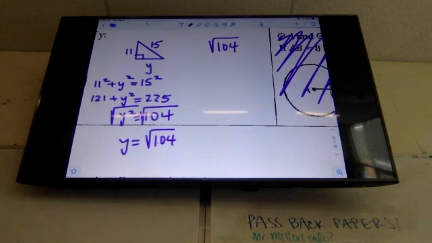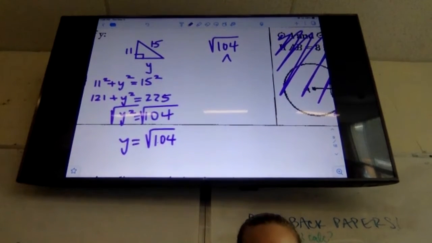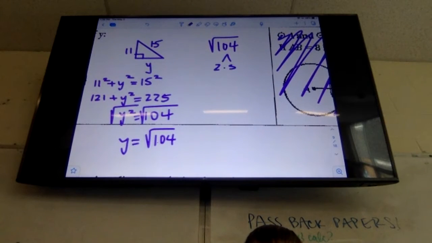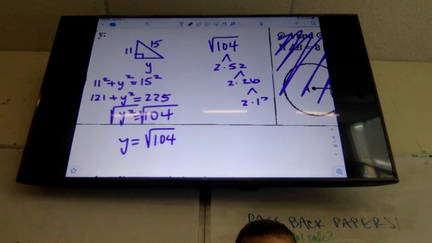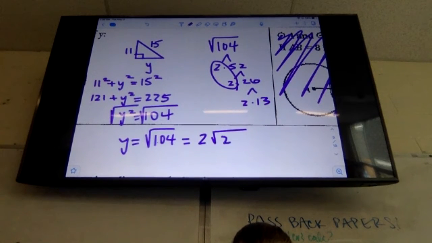Let's finish our notes and then we can finish that up, okay? So let's finish this. Can we break down 104? Yes, let's see. 104 divided by 2 is 52. Okay, so we could at least take a 2 out. 52 divided by 2 is 26. And 26 just breaks down to 2 and 13. So we can only take one pair of 2s out. So that'll be 2 radical 26.